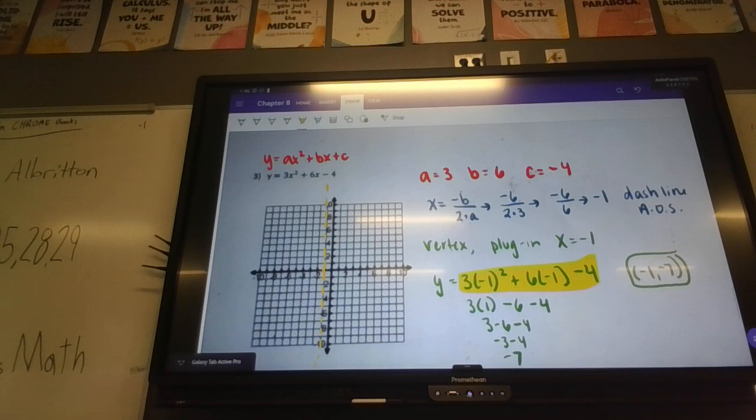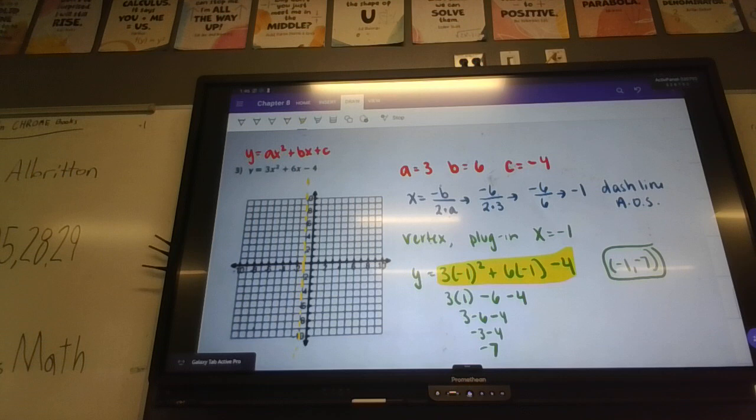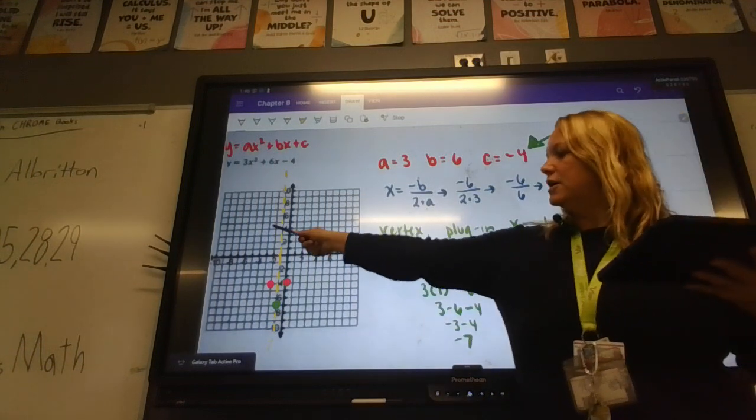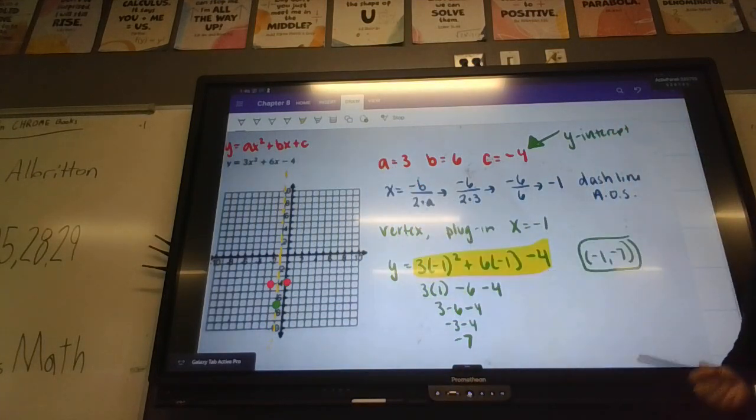Really would. All right, so now I got a point down at -7. And then I have another point at -4. How do I know there's a point at -4? The C value, that y-intercept. And then I can reflect the y-intercept across. So technically I could make a parabola right now because I have 3. I would just start up high, go down and up and turn around.